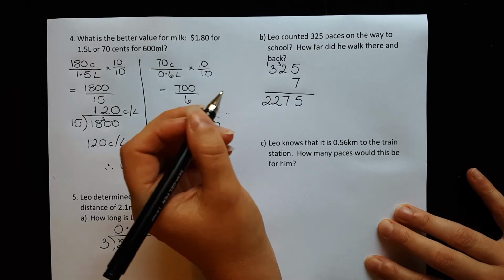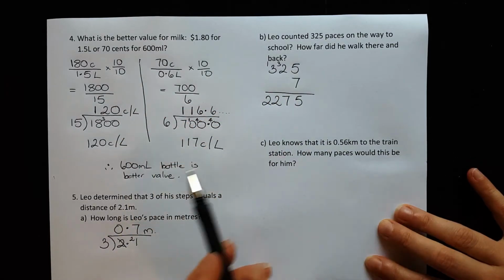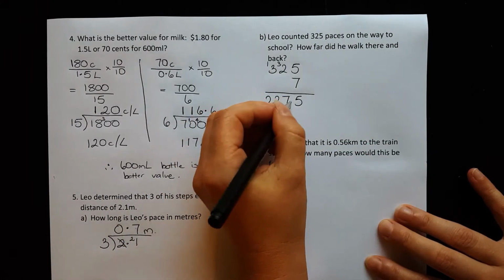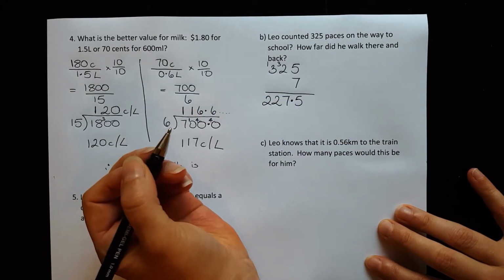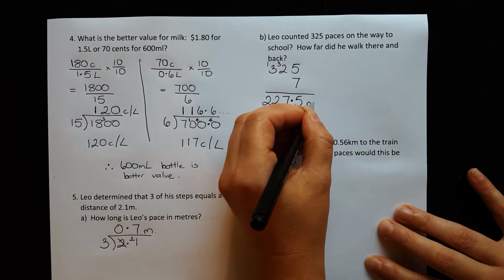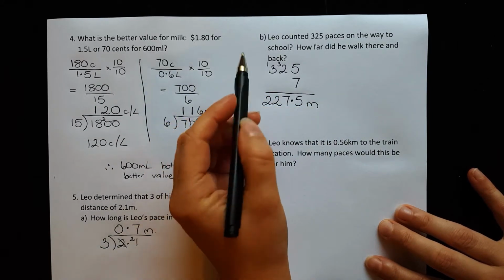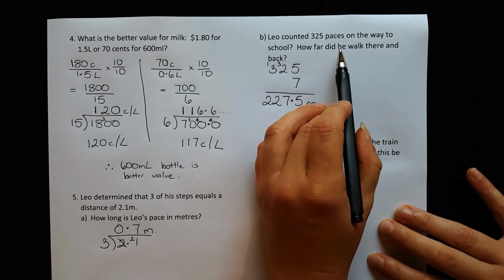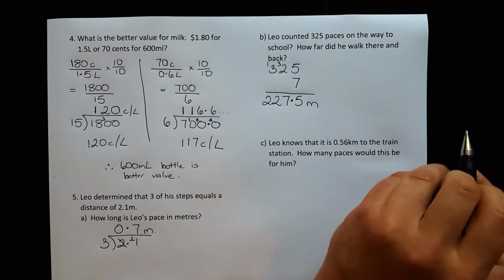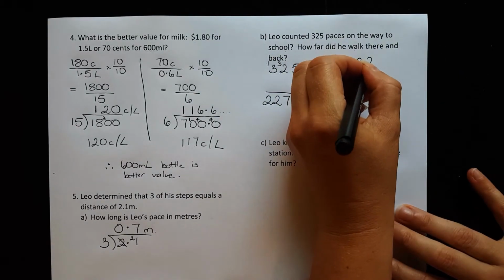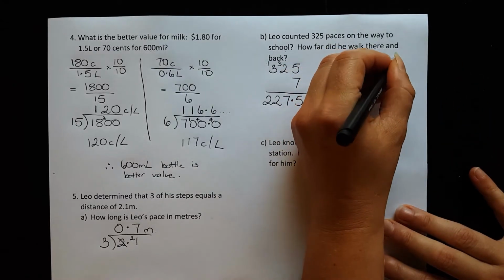Okay, for the decimal place, now that we've finished multiplying, there was 1 number after the decimal place in the question, so we would need 1 number after the decimal place in our answer. So it would be a total of 227.5 meters that he walked, but that would be just one way to school. The question says, how far did he walk there and back? So we actually need 2 lots of that. So you could do a times by 2, or we could do an addition, which is what I'm going to do over here.